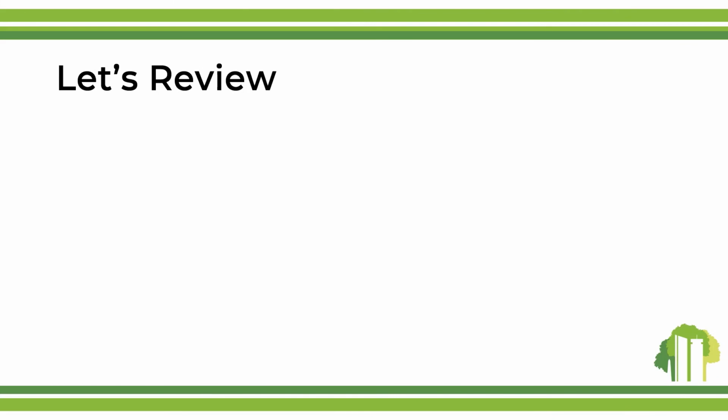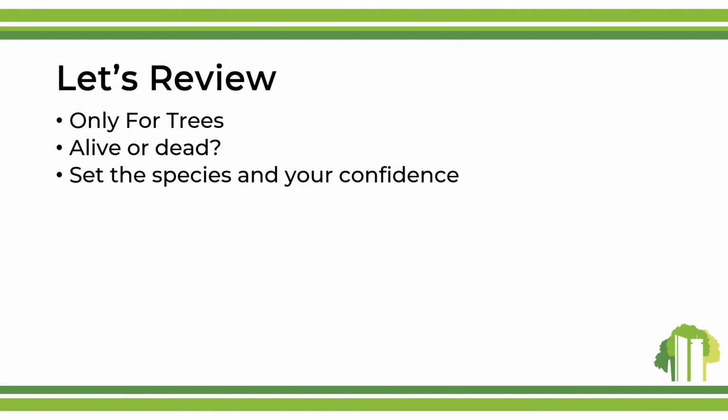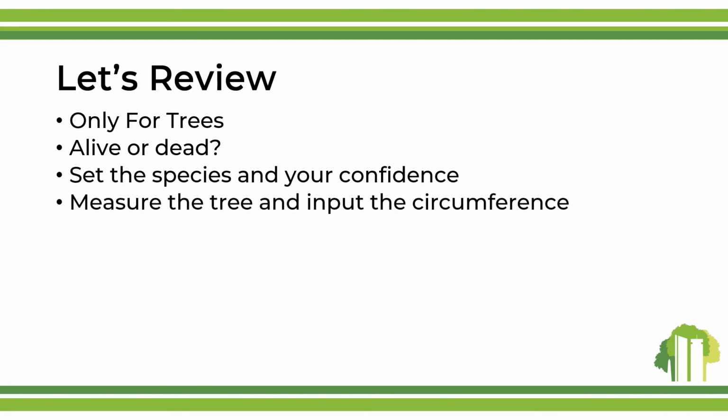Let's review what you've learned in this video. To start off, the information in this video is only used when there is a tree in a planting site. You would then scroll down to the tree information section to begin adding in the data. You first noted if the tree was alive or dead, then set the species of the tree and your confidence in it. After, you measured the tree and put the circumference into the app. If the tree was multi-stem, you noted that too.